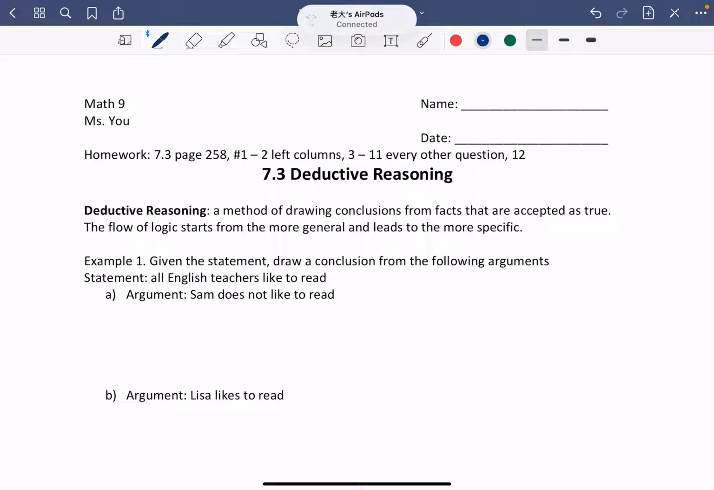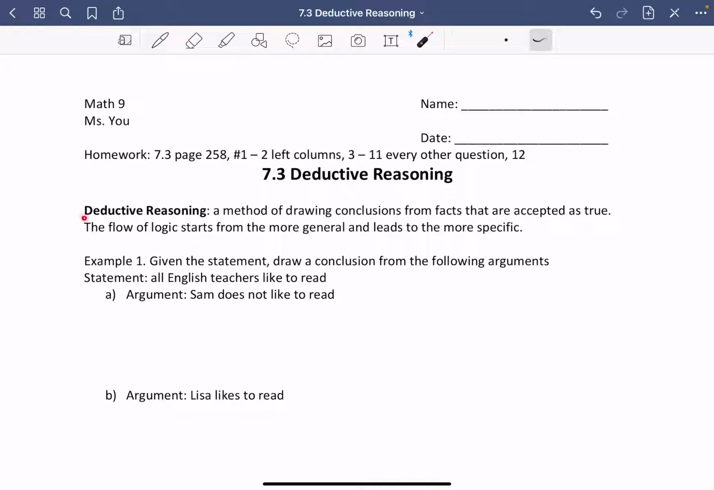All right, hello everyone. Today we're going to do a lesson on section 7.3, deductive reasoning. In 7.2, we've talked about inductive reasoning, which is when the question gives you a list of specific examples, and then you will get a general conclusion from those examples. So those examples will lead to a general conclusion, which is also called making a conjecture.